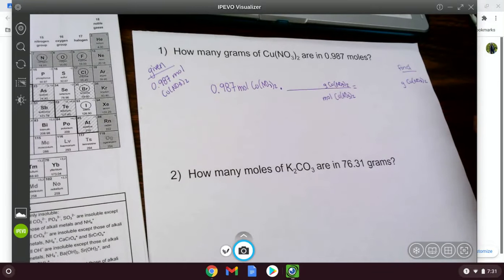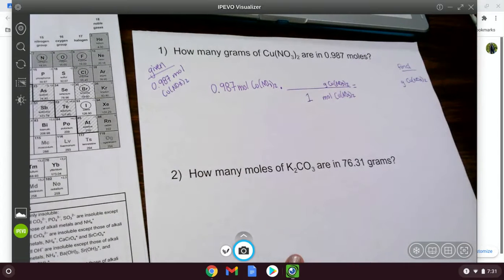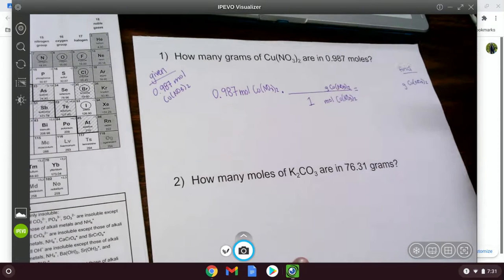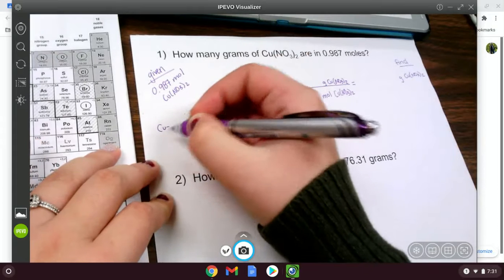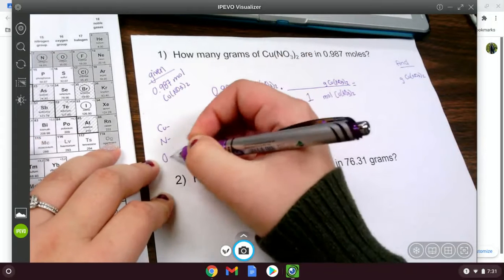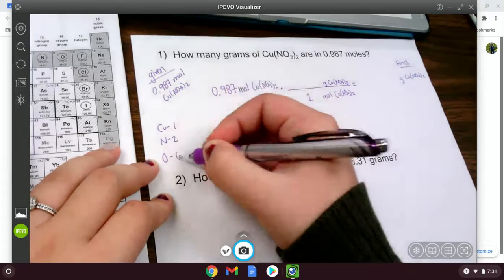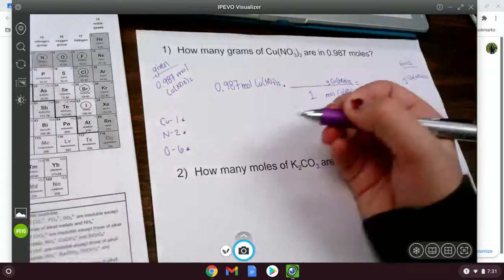So now that I've set this up, what number always goes with mole? 1. Okay, so I'm going to plug in 1 mole, and that's for the molar mass. So I need to calculate the molar mass. So I'm going to list out, I have copper, nitrogen, and oxygen, and I have 1 copper, 2 nitrogens, 6 oxygens. So this is where our periodic table comes in handy.